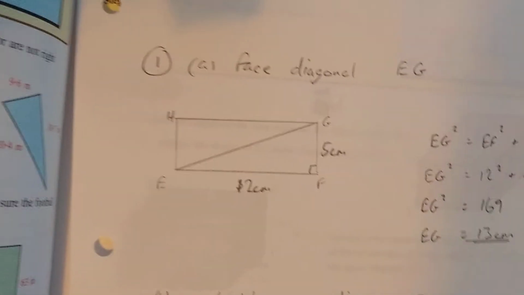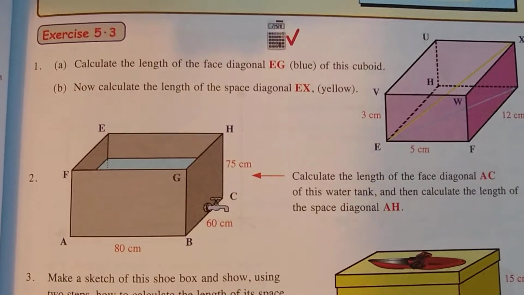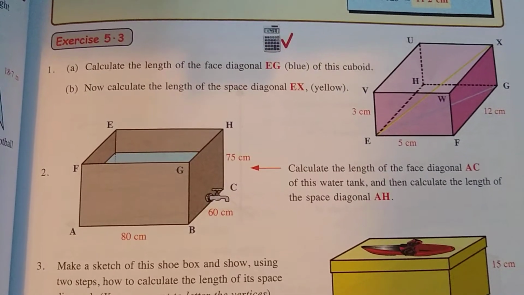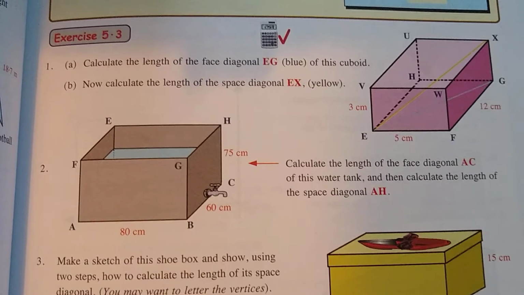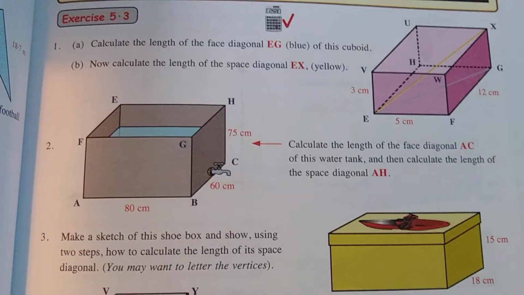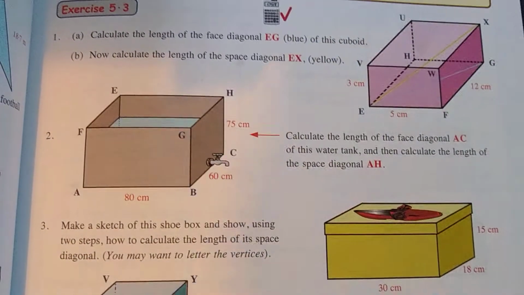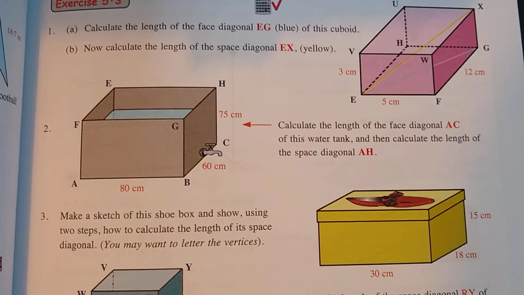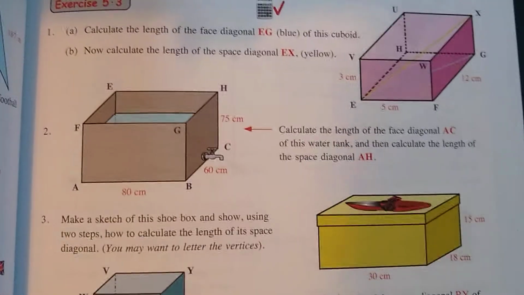All right, now on to the new work, so to speak, part B. Now calculate the length of the space diagonal EX. So we're basically going from the bottom left-hand corner to the top right-hand corner. So that's like going from one corner in a room right across the room to the top corner where the wall meets the ceiling at the other side of a room.